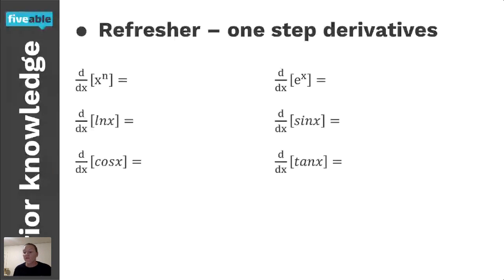All right, before we actually jump into exploring the product and quotient rules, we need to do a quick refresher on a couple of one-step derivatives, because we're going to need to use them in the examples that I've picked out for tonight. So go ahead and take 30 seconds on your own paper and see if you can write down these 6 one-step derivatives and what their solutions would be. And then we will compare in just a second and see if you got them right.